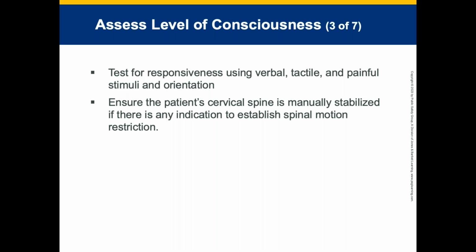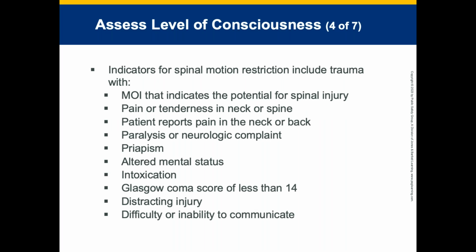Ensure the patient's cervical spine is manually stabilized by either you or another provider if there is any indication to establish spinal motion restriction. Indicators of spinal motion restriction include the following, right? Blunt trauma with any of the following findings. An MOI that indicates potential for spinal injury, pain or tenderness on palpation of the neck or spine, patient reports pain in the neck or back, paralysis, neurologic complaint, numbness, tingling, partial paralysis of the legs or arms. In male patients, priapism, altered mental status, intoxication on drugs or alcohol, a Glasgow Coma score of less than 14.